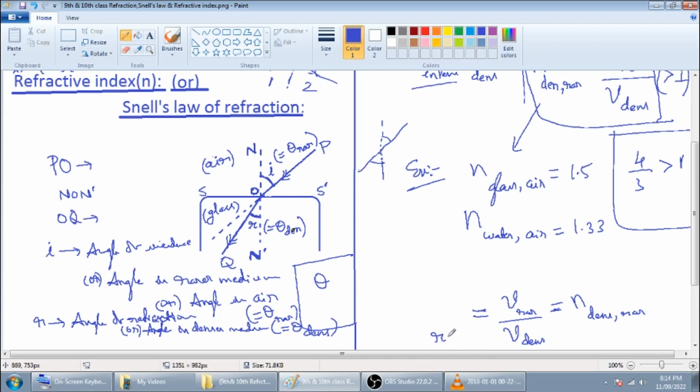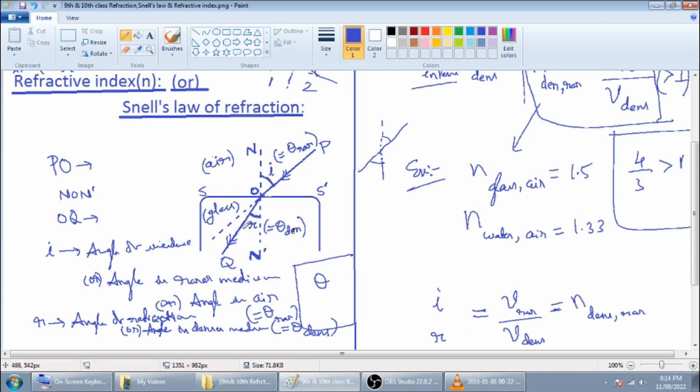Angle in the denser medium, smaller. Like that, if velocity of light in the rarer medium is high, then automatically angle in the rarer medium, what is this angle in the rarer medium? I. That also will be high. So it can be proved, but this is much easier. Always denominator, this part is much easier here also.